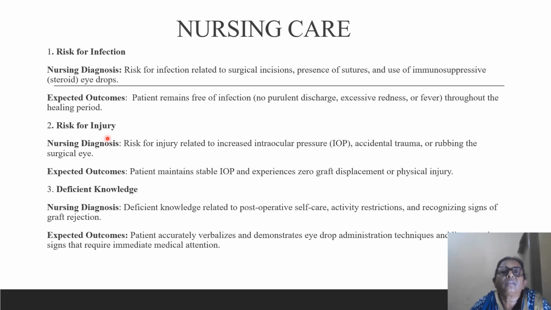So nursing care, nursing diagnosis: first one is risk for infection related to surgical incisions, presence of sutures and use of immunosuppressive eye drops. Second nursing diagnosis is risk for injury related to increased intraocular pressure, accidental trauma or rubbing the surgical line. Third is deficient knowledge related to post-operative self-care, activity restrictions and recognizing signs of graft rejection.